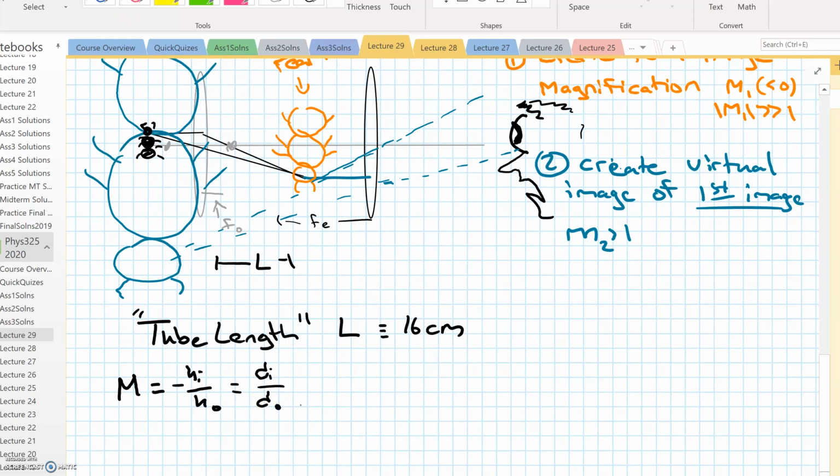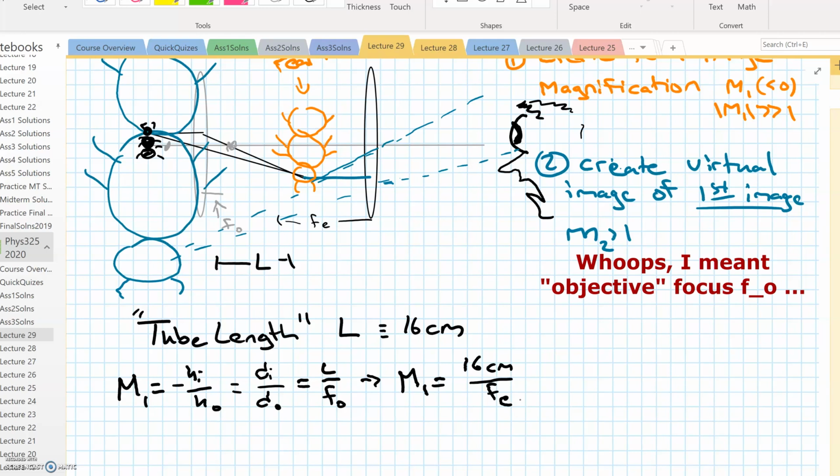Now, the focus of the objective is much smaller than L typically. And we're going to place the object very near this focus. So we can approximate the image distance as being very close to L here, and the object distance about equal to the focus of the objective. And that gives us the magnification, technically the first magnification of our intermediate image, as 16 centimeters, the tube length, divided by the objective focus.